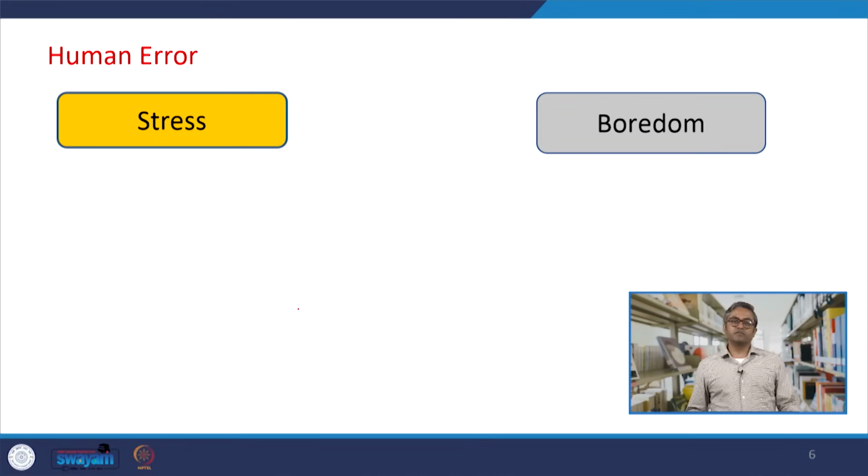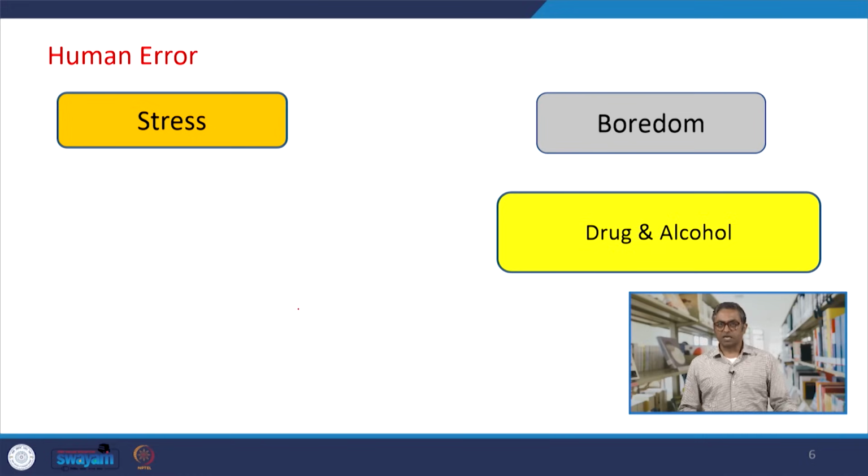Another factor is boredom. When a person is working too much and is engaged in a task but doesn't find time for pleasure, enjoyment or socializing, then it leads towards boredom. Sometimes the work itself can facilitate boredom. Sometimes monotonous actions also lead towards boredom. So this is another contributor to human error. People do not find excitement in their own work. As a result, the chances of error are high.